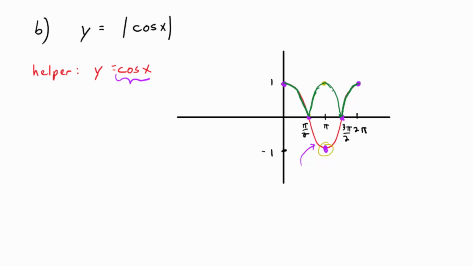And then one thing I should point out is you do get sharp corners here at these x-intercepts. At pi over 2, it's a sharp corner. At 3 pi over 2, it's a sharp corner because it changes suddenly. And that's it. The graph in green is your final graph. Kind of looks like the path a ball would take if you bounced it.